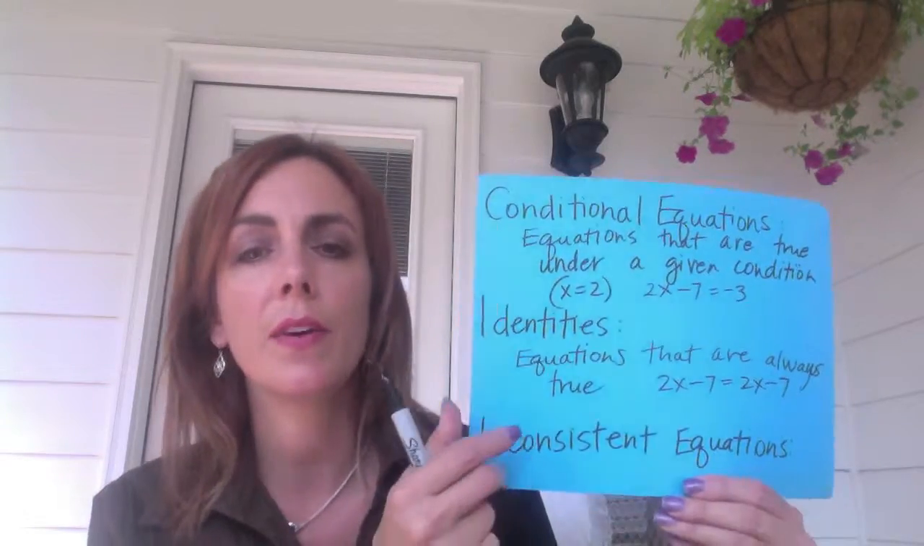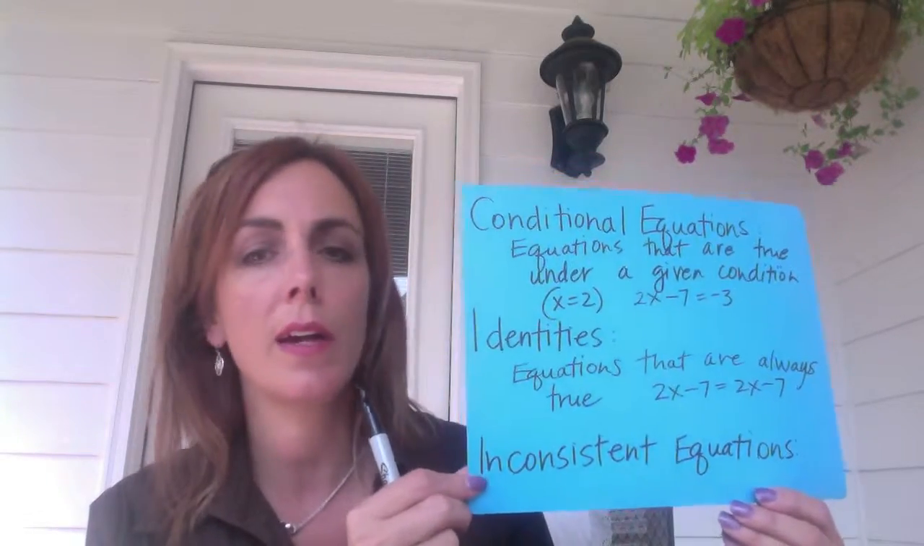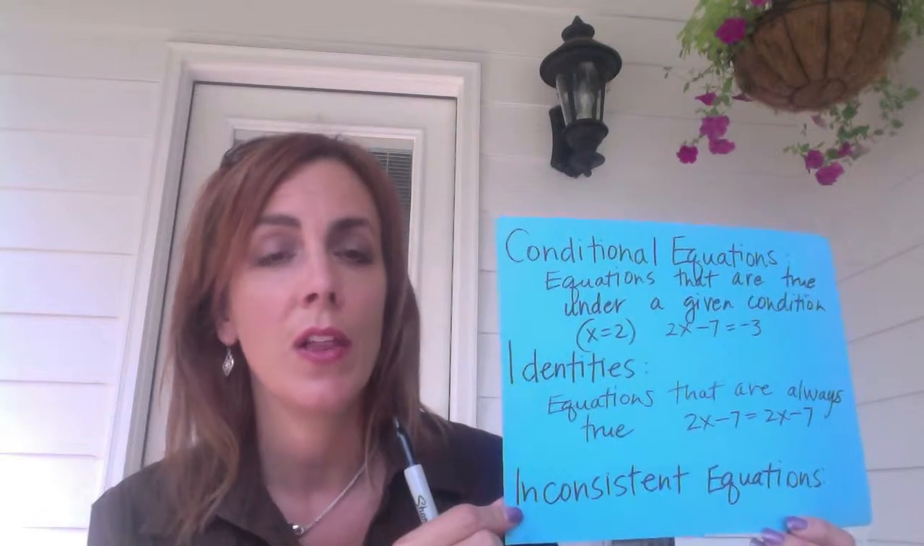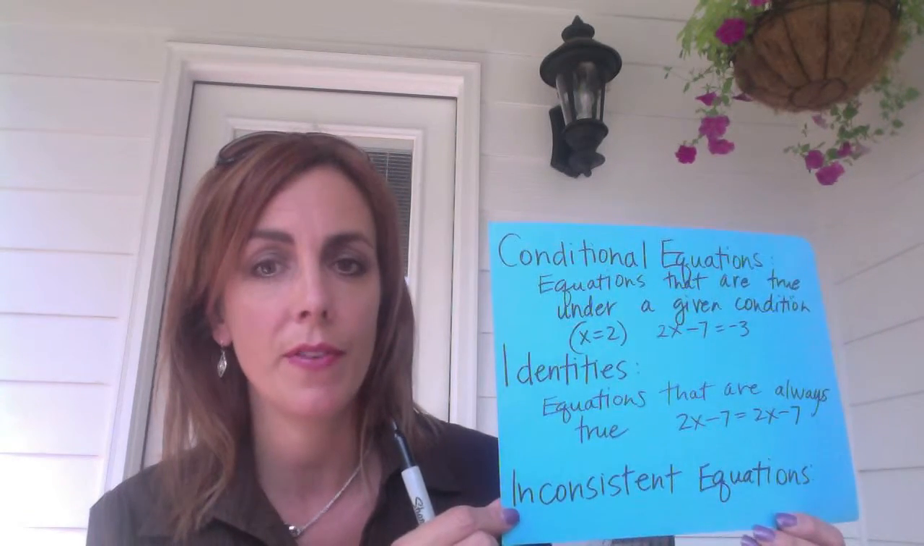The last kind of equation that we are looking at are inconsistent equations. These are equations that are never true. There's nothing I can substitute in for my variable that will make it true. Okay, so these are equations that are never true. And an example of that might be 2x minus 9 is equal to 2x plus 1.